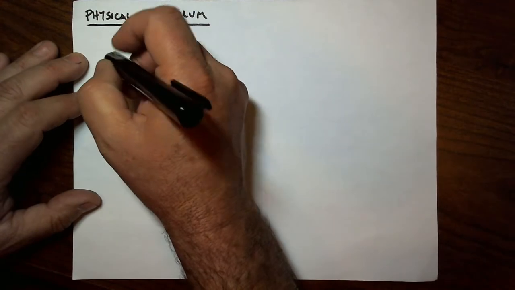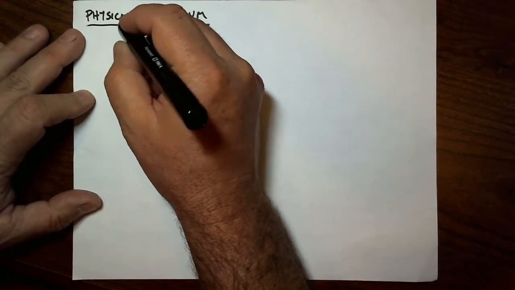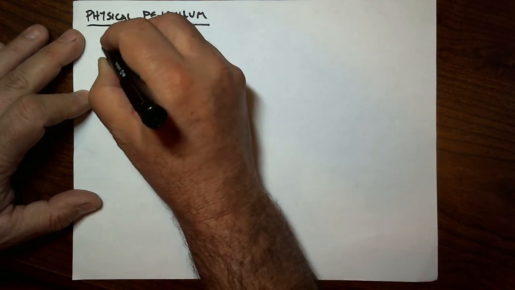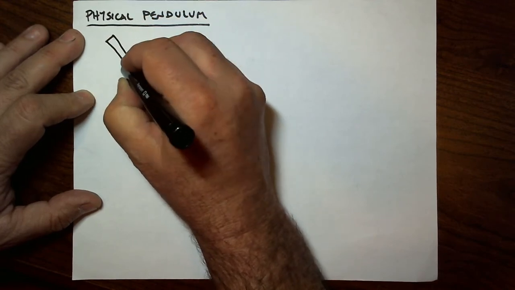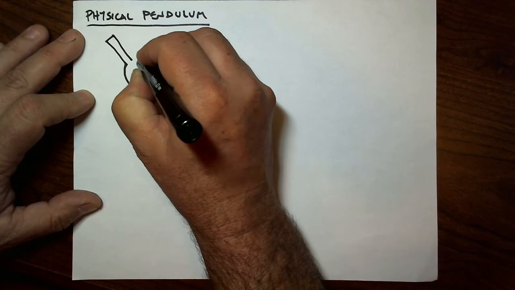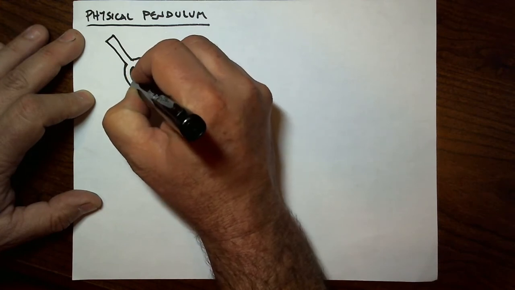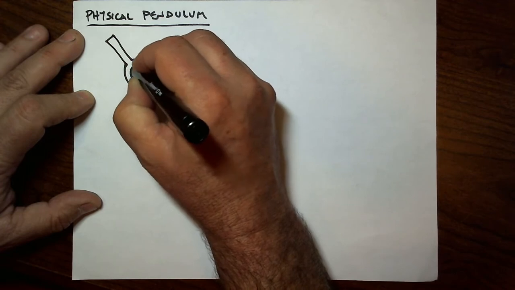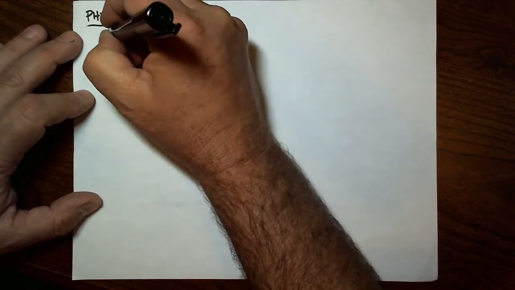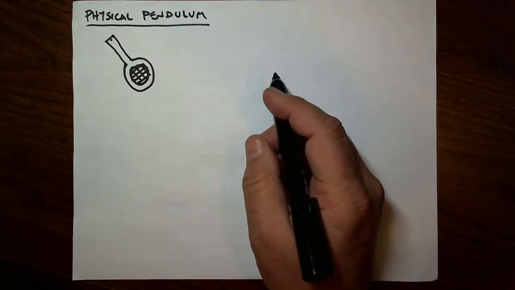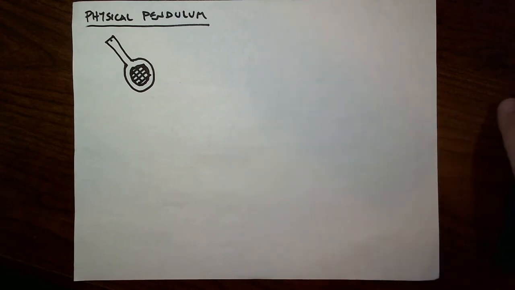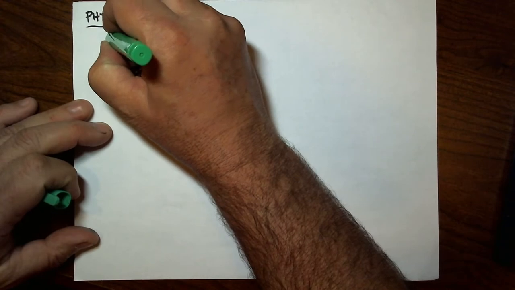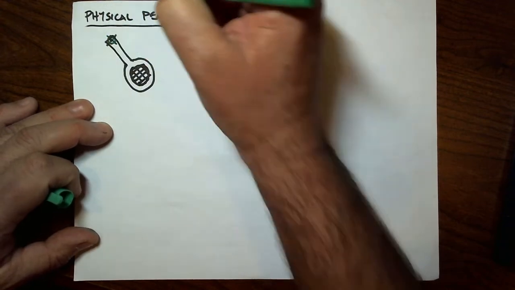So, what if we were to take a tennis racket and drill a hole in the tennis racket? Now, I need to draw a tennis racket. This is an artist's conception of a tennis racket. And we were to drill a hole right here and put a nail through that hole into the wall. Now this point right here is going to be the pivot point for our system.